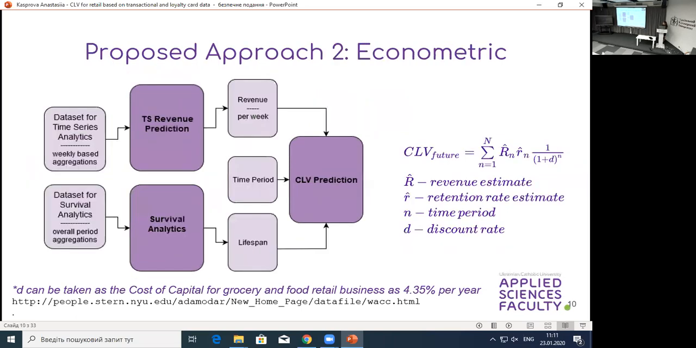The second approach is econometric, which has two branches. The first one is time series prediction of revenue, and the second one is survival analytics. With this approach, we predict the lifetime duration of a customer, and with a given period of interest, we estimate the customer lifetime value. And then at the end, we will try to compare both approaches.